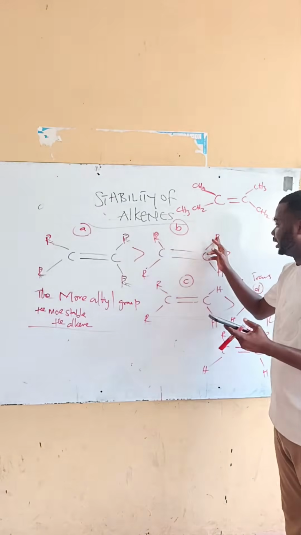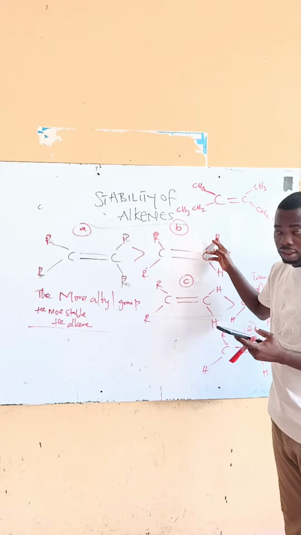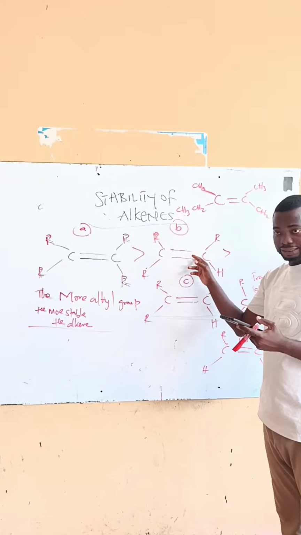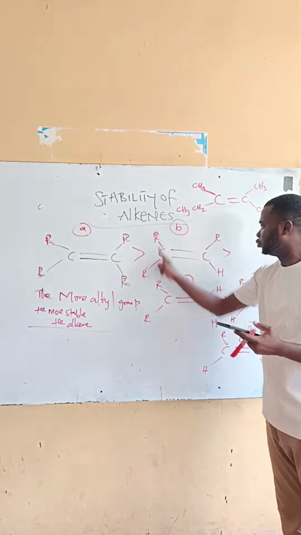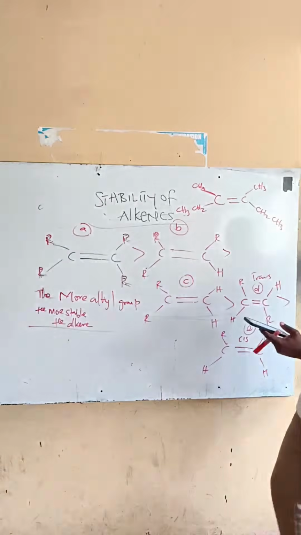Tri-substituted, Abi? So this should be more stable than this, right? Because this is having 3 alkyl groups, 1, 2, 3, and this is having 4. Now let's go to compound C.